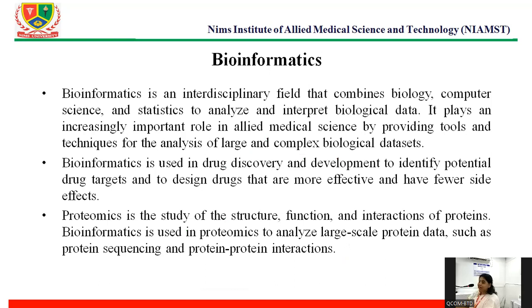Now, it is a very immersive field, bioinformatics. The industry is very important, and it is a good field. Bioinformatics is an interdisciplinary field that combines biology, computer science, and statistics to analyze and interpret biological data.